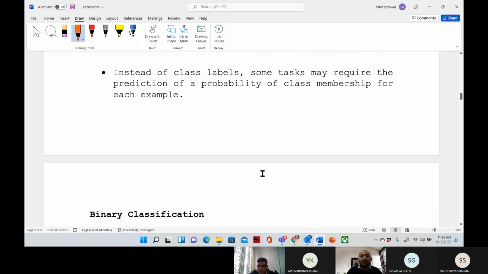Now see, sometimes instead of a class label, our task is to predict the probability. Probability is always between 0 and 1. Am I right? So probability is always 0 to 1. Suppose you have probability equal to 0.8. Now what happens? Some tasks may require prediction of the probability of class membership.